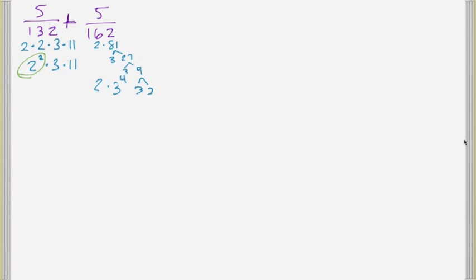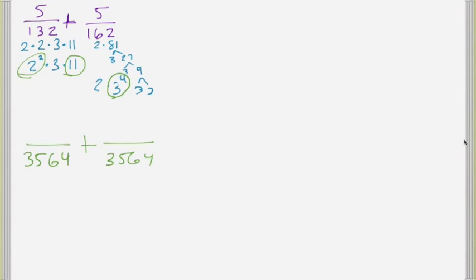So I need my biggest type of 2, which is a 2 squared. I need my biggest type of 3, which is now a 3 to the fourth. And I need the 11. So our denominator is going to be 2 squared times 3 to the fourth times 11. Our least common denominator is going to be 3,564. It would have taken me a long time to guess and check my way to that.